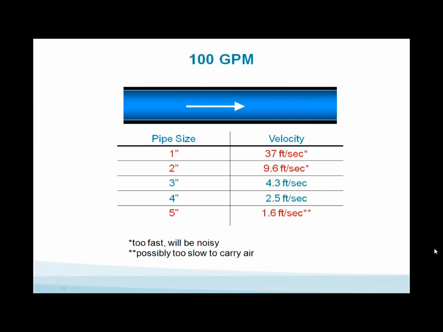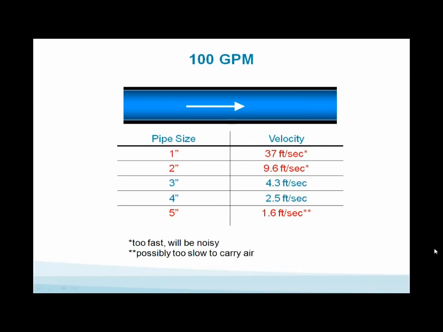Here's 100 GPM. And we could have a 1-inch pipe at 37 feet per second. It's in red because not only is that pipe going to be real noisy, you're going to erode the pipe. It's ridiculous. You don't really want to do that. 2-inch pipe, as you see, velocity came down. 3-inch pipe we have in blue, and 4-inch pipe in blue because we think those are reasonable velocities for pipe. Reasonable velocities that will be quiet, it's okay.